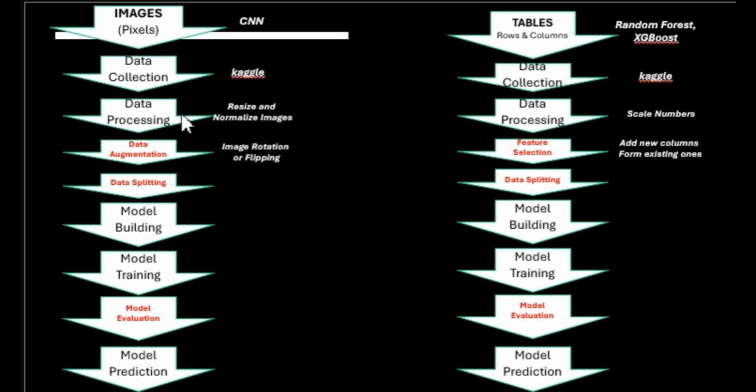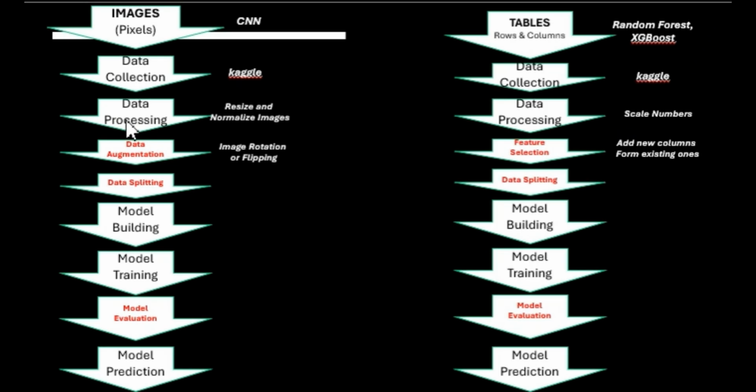So after we have collected our data, the next thing we do is process those data, which is called data processing. So for image projects, this means resizing, normalizing pixel values, and ensuring all our images are in the same format. While for tabular data, processing could involve scaling numbers, like bringing everything into a range of 0 and 1, and converting text into numerical formats.